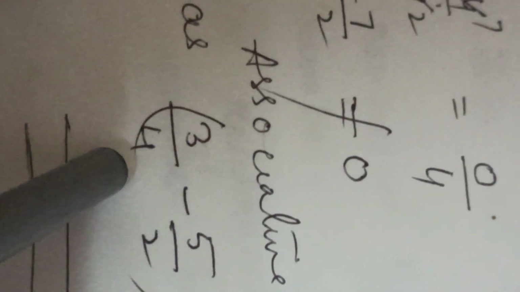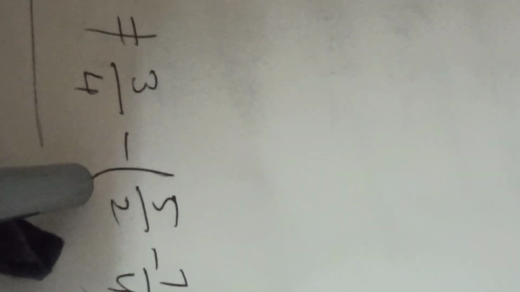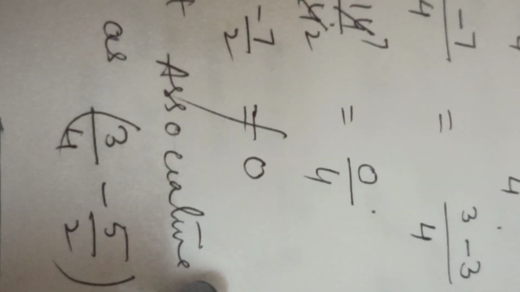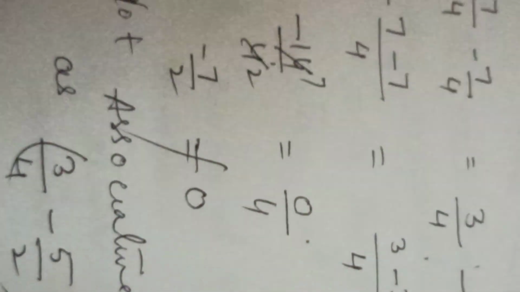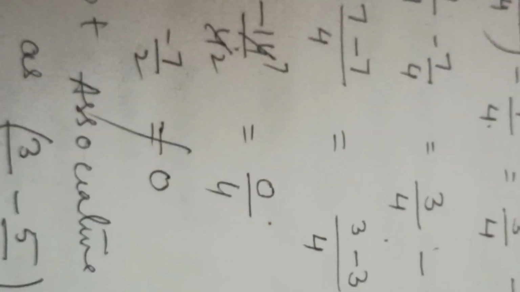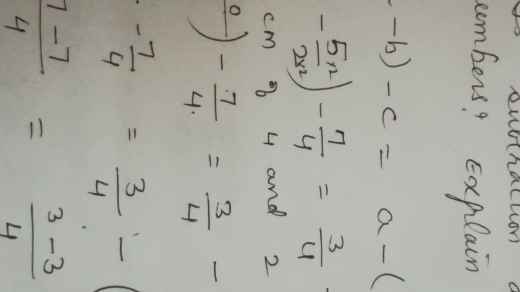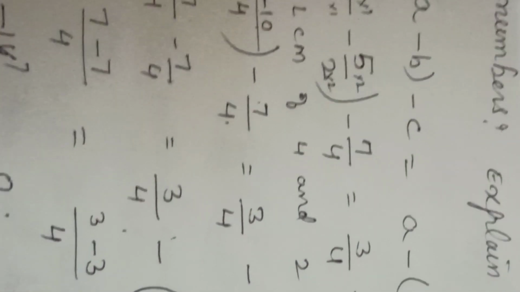So it is not associative, as (3/4 - 5/2) - 7/4 is not equal to 3/4 - (5/2 - 7/4). This is the example which we have taken. So we are proving that subtraction is not associative with respect to rational numbers. The question was, is subtraction associative in rational numbers? So we have proved that subtraction is not associative in rational numbers.